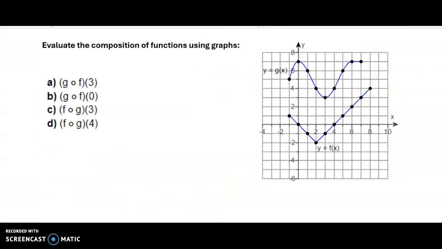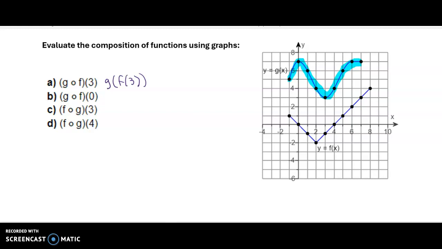For this video, we can also compose functions using graphs, and you'll see questions like this in your homework. We're going to find g of f of 3 first. G of f of 3. And you can see we have our functions g of x and f of x. G of x I'll highlight there, and f of x is on the bottom.